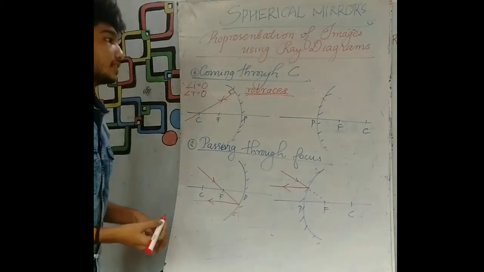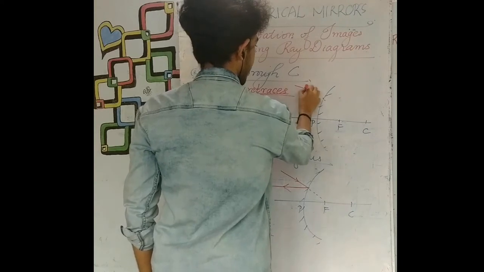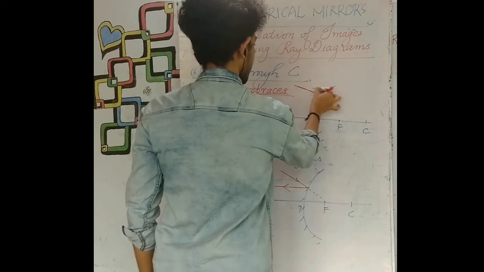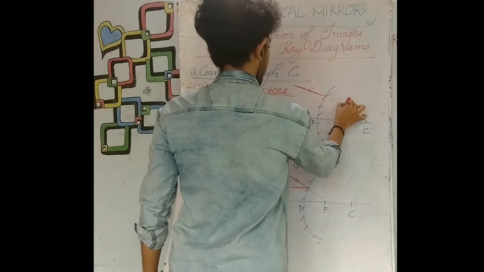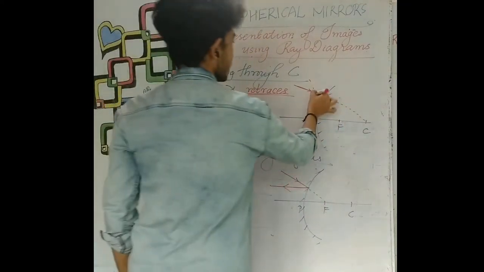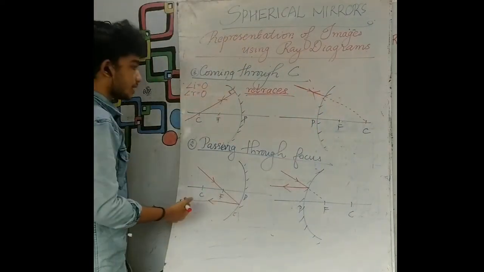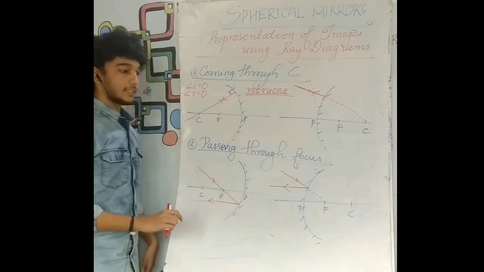Hence it retraces. In the case of a convex mirror, what happens? If a ray is such that it is incident on the reflecting surface and appears as if it will meet at the center of curvature, then it will retrace the path. The reflected ray will retrace the path. This is the third case.